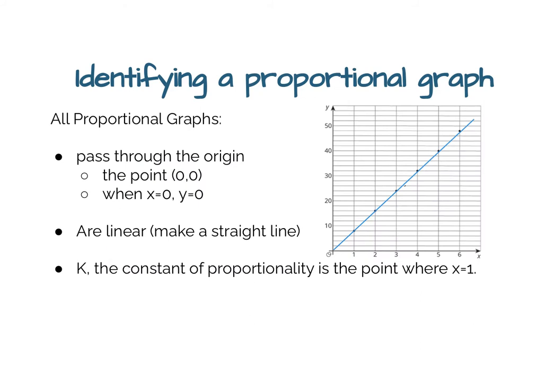All proportional graphs, no matter what story they tell, are going to have the same 3 characteristics in order for them to indeed be proportional. The first characteristic, if you're trying to decide if a graph is or is not proportional, is that that graph must pass through the origin, which is the point (0, 0), or when x equals 0 and y equals 0. It is this point right here. If the graph is proportional, it will pass through the origin.